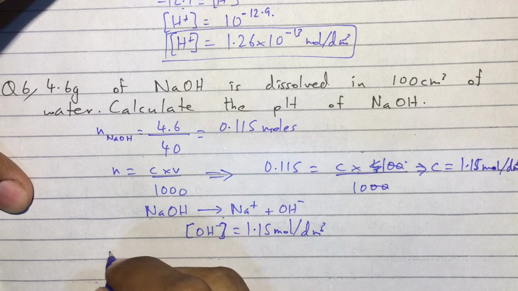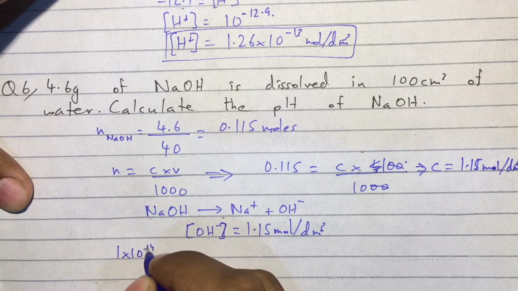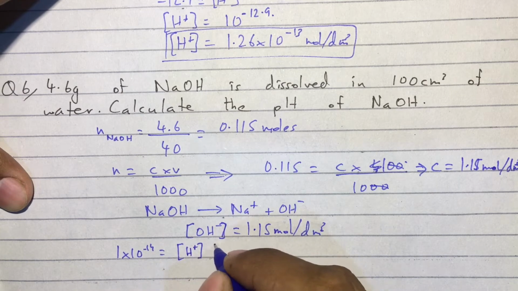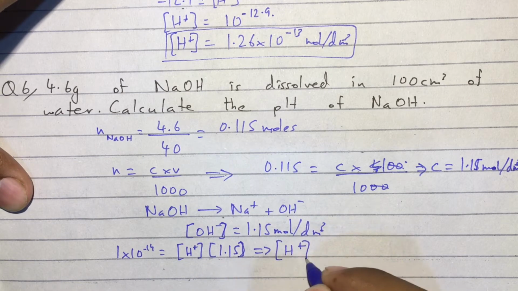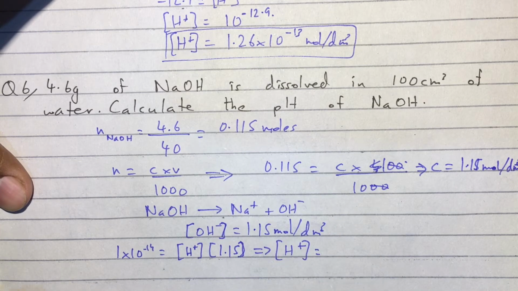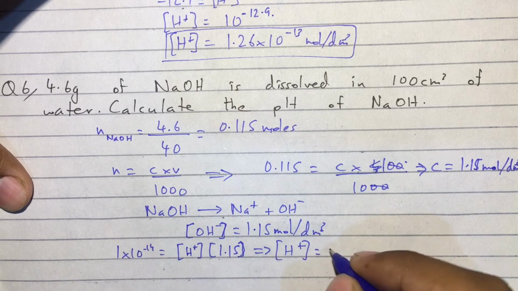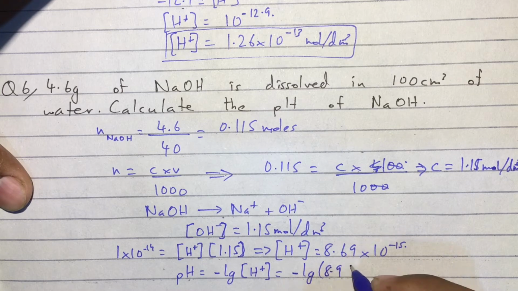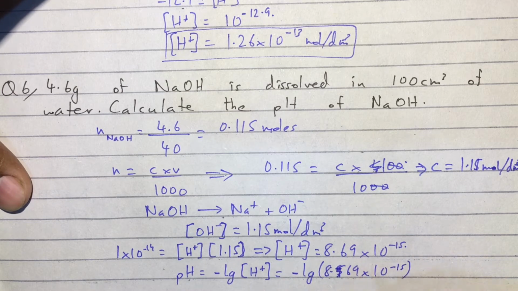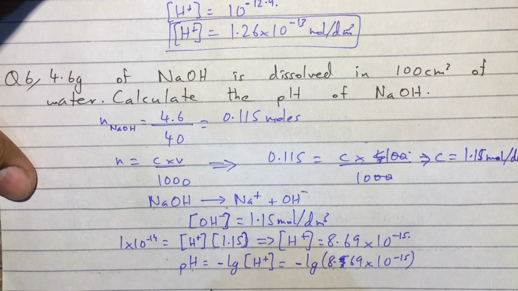Now using the Kw expression, Kw, 1 times 10 power negative 14, is equal to H plus concentration times OH negative concentration, which is 1.15. So H plus concentration is 10 power negative 14 upon 1.15. This is 8.69 times 10 power negative 15. Right, so we got the hydrogen ion concentration. Now we have to find pH, which is equal to negative log of 8.69 times 10 power negative 15. So this comes to 14.06. So pH equals 14.06.